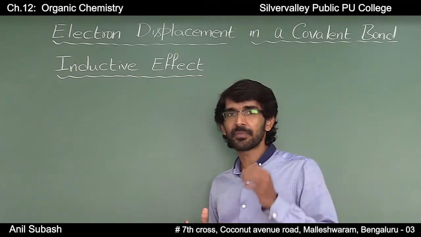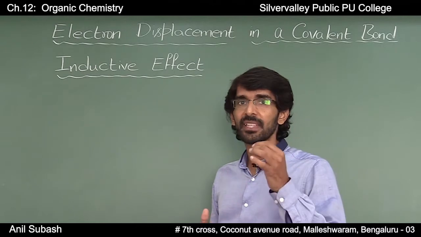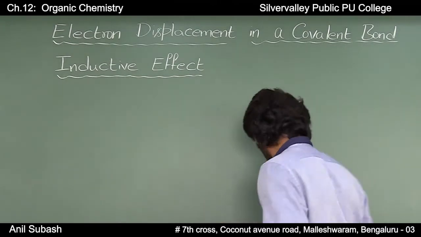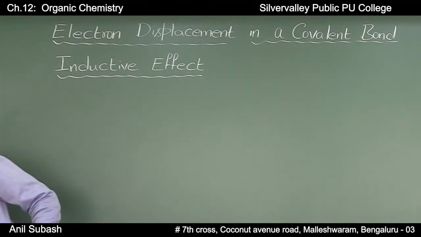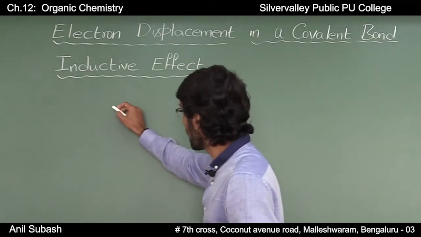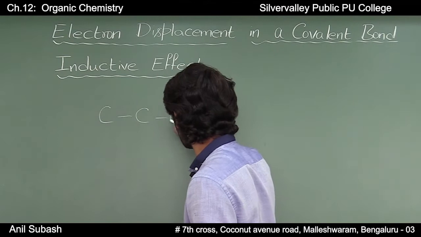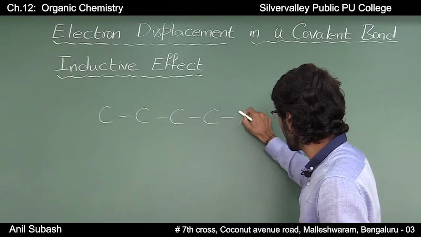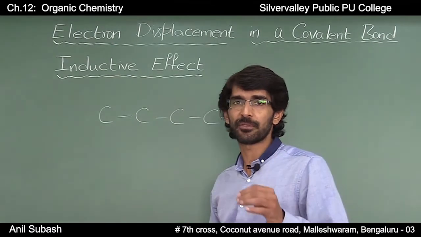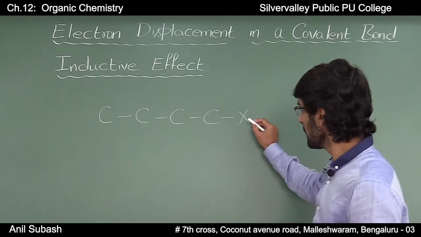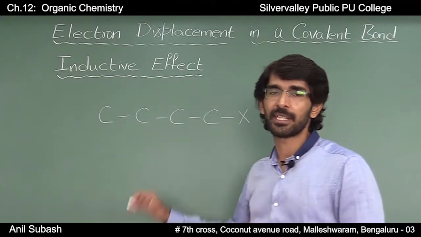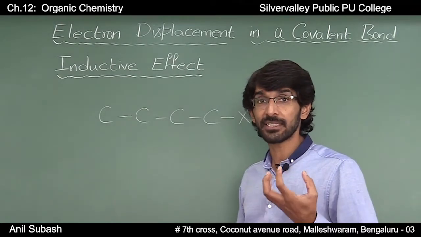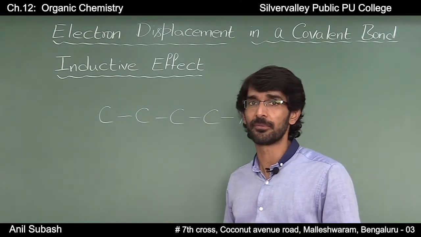Now, let us consider a carbon chain to which a highly electronegative atom like chlorine is attached. You have a carbon chain, and the carbon chain has a highly electronegative atom attached to it, for example, halogen. We know that halogens are highly electronegative. What do you mean by electronegativity? It is the tendency of an atom in a molecule to attract the shared pair of electrons towards itself.